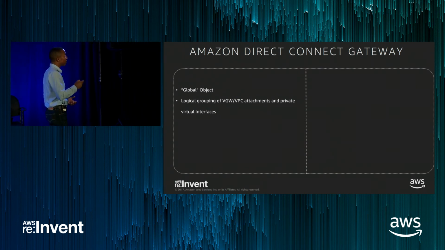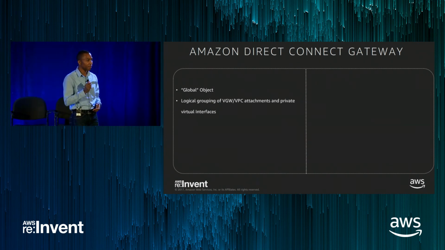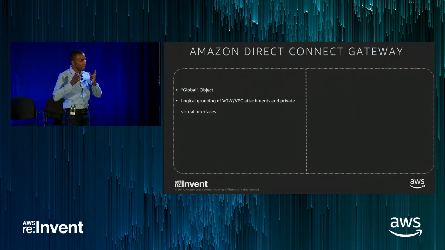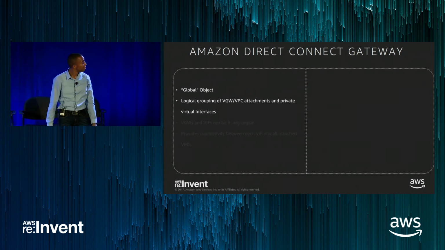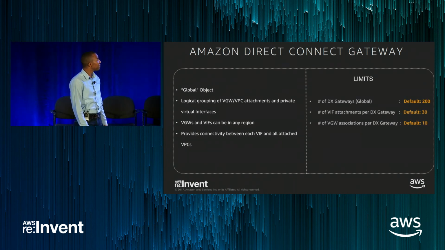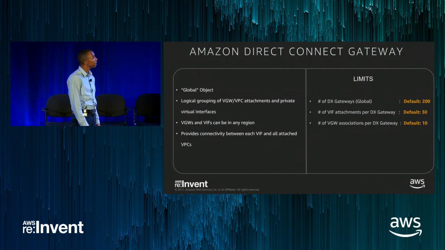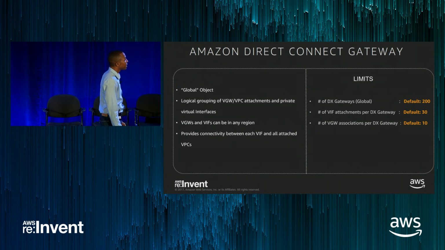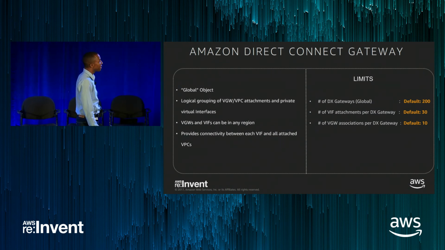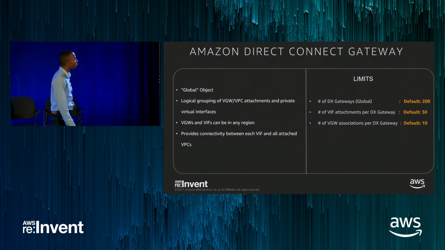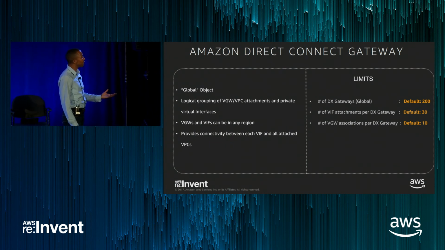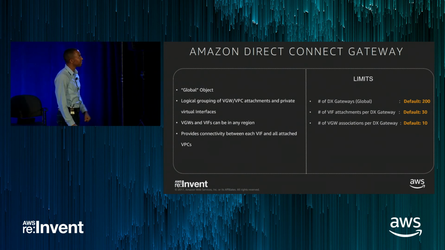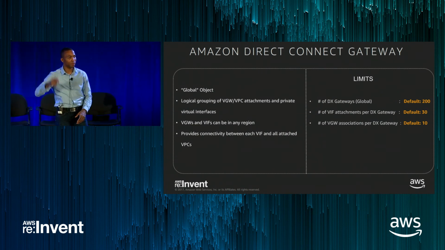And it allows you to create virtual private interfaces, very important, not public interfaces, virtual private interfaces between your network and the Amazon VPC network. By default, you can create 200 Direct Connect gateways, and you can attach 30 virtual private interfaces per gateway. And you can associate 10 VGWs to this gateway. These are soft limits. So you can apply to AWS and we'll up those limits for you, depending on what your needs are.